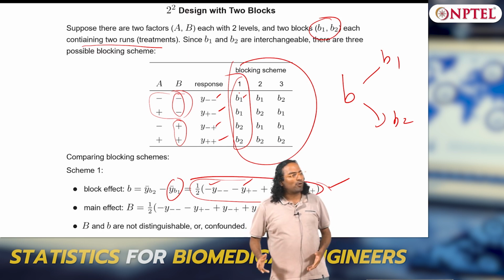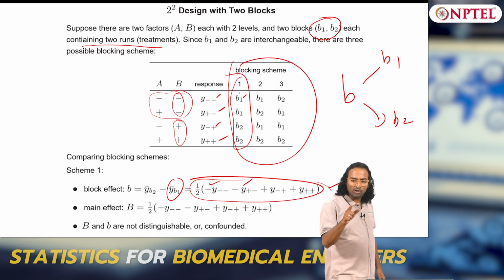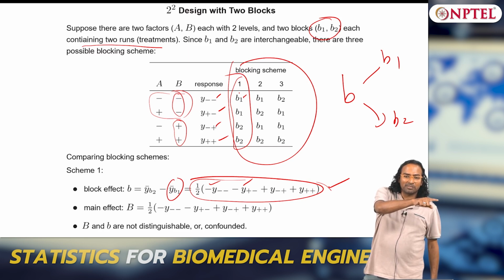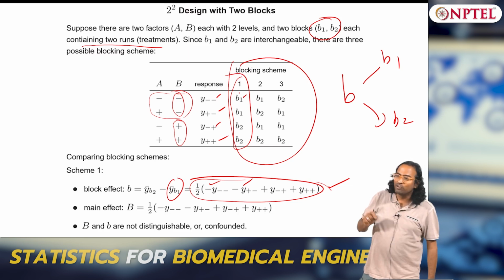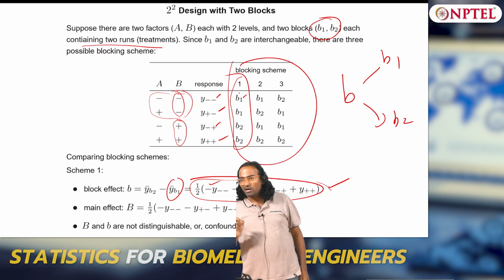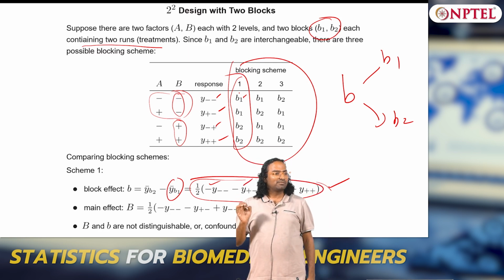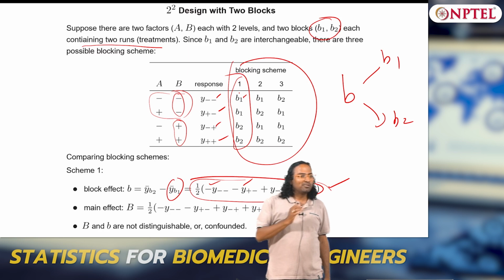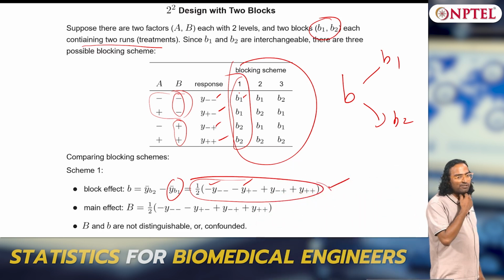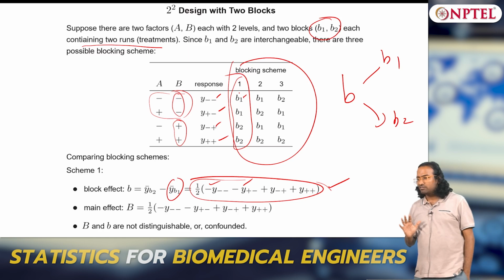Why is this confounding happening? Because you are doing what? Lesser number of experiments. So when you do lesser experiments, you will obviously have what is called confounding. Does it make sense now where we are heading to? So this is what confounding is.